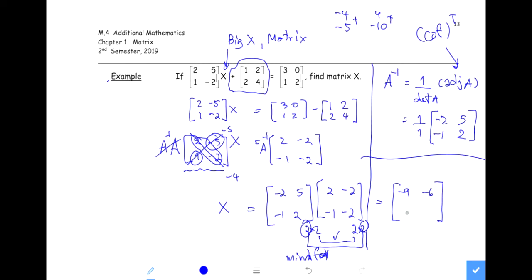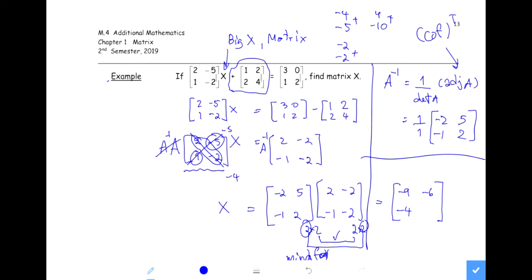This is on the second row and the first column. So I go like this. Second row, multiply with my first column. So let's go, right? Negative 1 times 2 is negative 2. And then 2 times negative 1 is also negative 2, right? You add them up, it will become just negative 4, right? It will become negative 4.